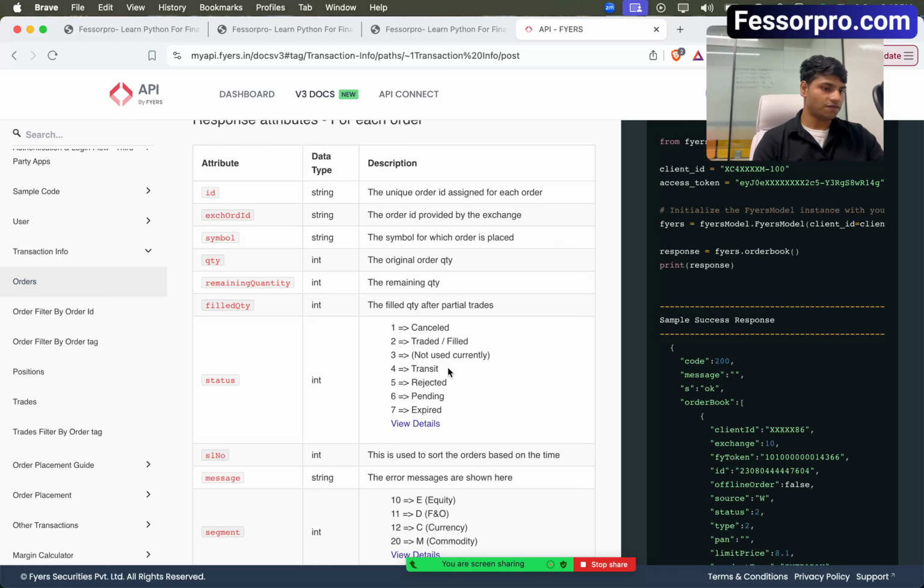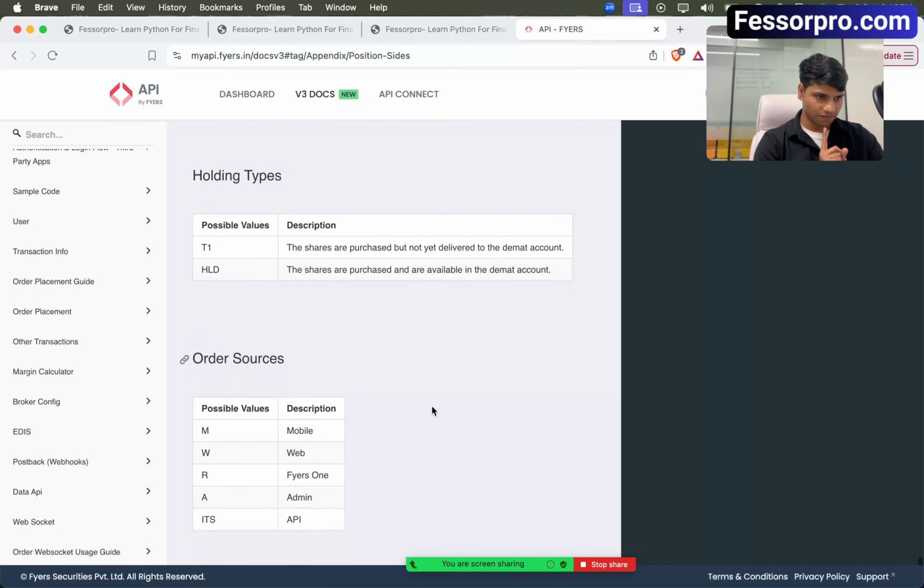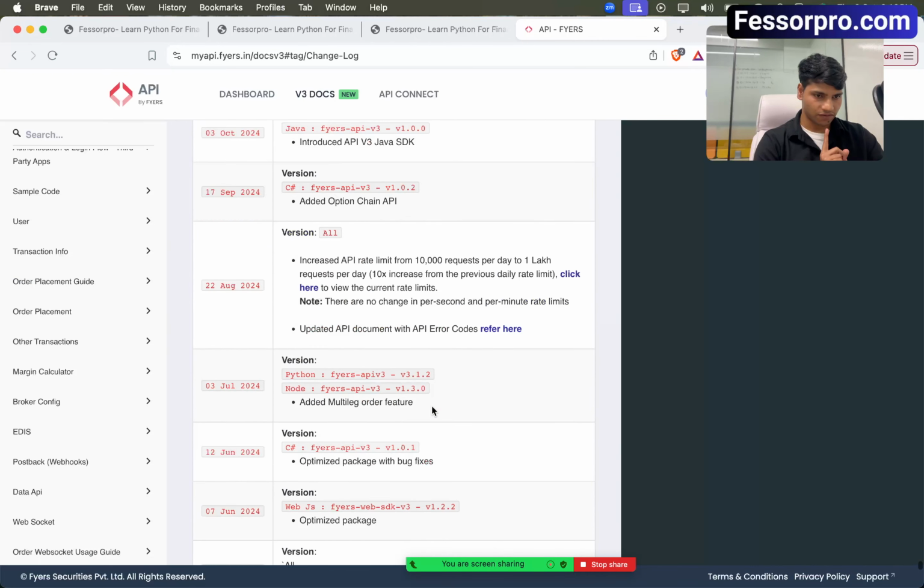Okay. Then we have 4. 4 is what? Transit. Transit means you have sent the order, but the order is not filled yet. It might get filled at any second. Then we have rejected. Now the exchange rejected or the broker rejected your order. Then pending. Okay. Then we have expired. And okay, if I click on view detail, maybe I'll find some more description somewhere.